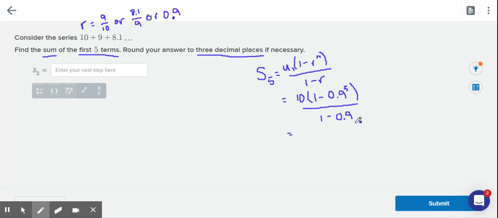And either calculator as all in one step or calculator as step by step, I can evaluate that. Get 40.951. Round it to 3 decimal places, so I should be good.